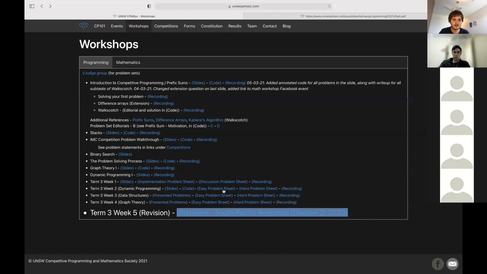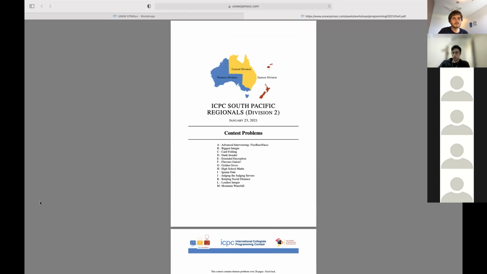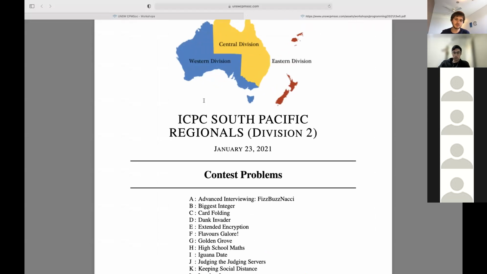If you go to our CPM website, at the bottom we have a problem sheet for this week. If you click on that, it opens up Divisional Div 2 from last year, and we're looking at problems from there. We're going to go through them in roughly difficulty order, but based on what the people here want, we'll go faster or slower, and cover more easier problems or more harder problems, depending on what you want.